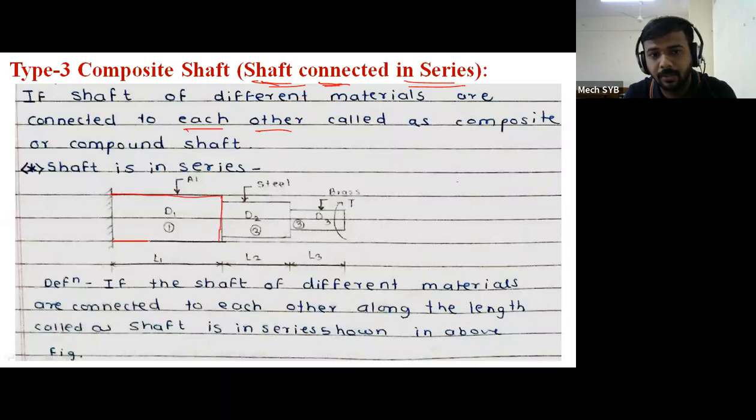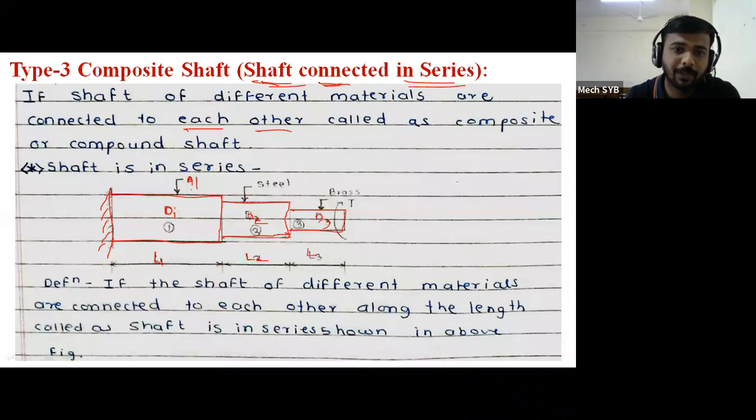This is the shaft number 1, of which one end is fixed. This is the shaft number 1 having diameter D1, length L1, cross sectional area A1. Okay, this is the shaft number 2 having diameter D2, length L2. Then shaft number 3 is also connected to each other having diameter D3, length L3.